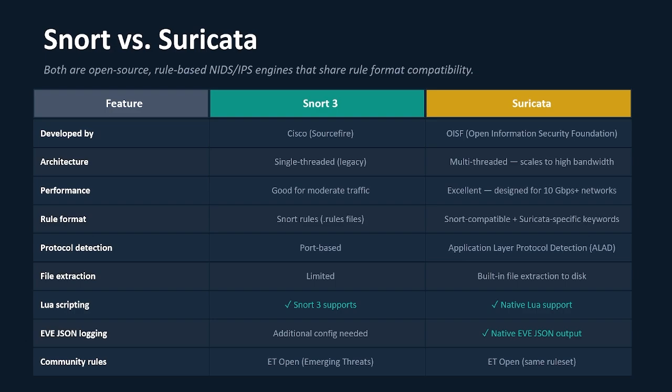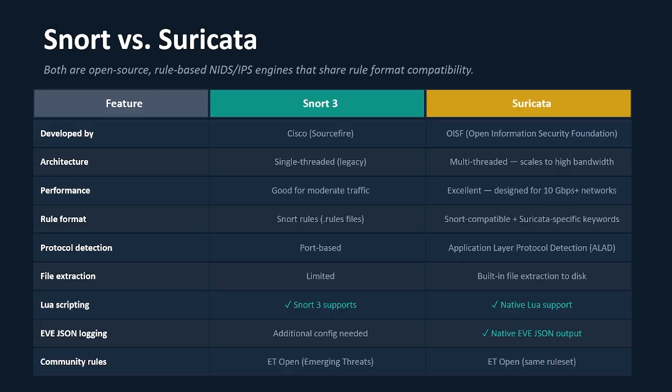So kind of the difference between Snort and Suricata. Snort was developed by Cisco. Suricata is from the Open Information Security Foundation. And both of them are open source, but Snort is older, so it's only single-threaded. Suricata is newer, multi-threaded. For moderate traffic, Snort will work, but again, Suricata is better, just because of multi-threading. They will have their own rule formats. There's a lot of overlap between the two, but it's just a matter of learning what they are.